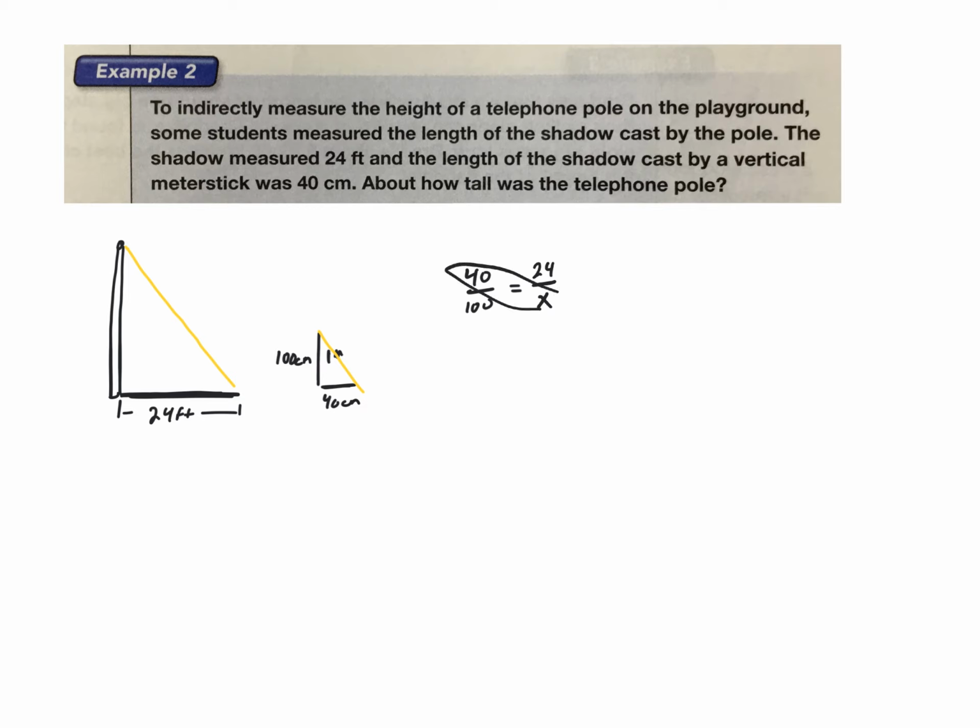So cross multiplying here, 40x is equal to 2400. And then I'm going to go ahead and divide by 40. 40 divided by 40 is 1, so that x is the height that I'm looking for. 10 goes into both of those, and then 240 divided by 4 would be 60. So the height is about 60 feet. Since this is all said in abouts, we're going to say about 60 feet.